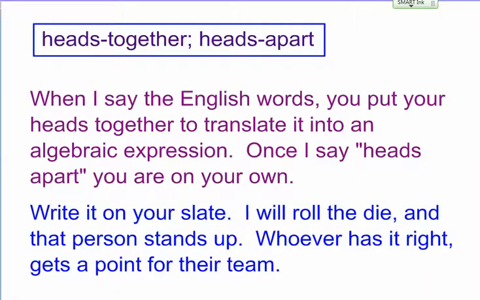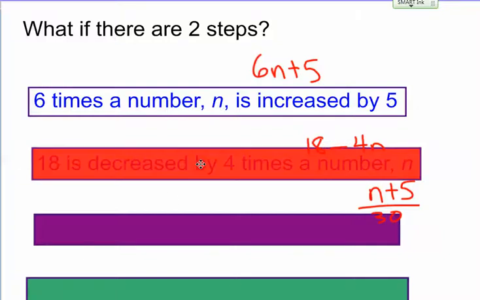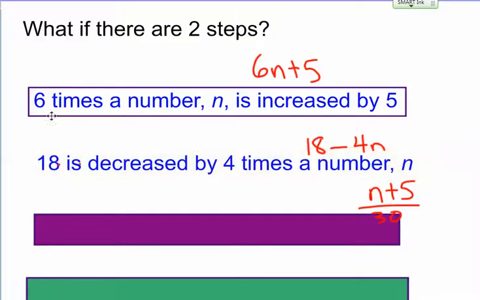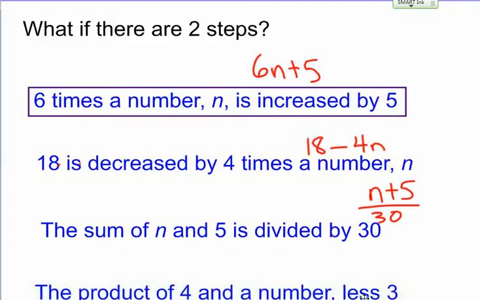Okay, then we did this cooperative learning strategy or structure, heads together, heads apart. You had to listen orally. We did a lot of them just orally, and then we did some with your groups, but from the slate. So this one together was 6 times a number is increased by 5, and you guys did a great job with that, 6n plus 5. 18 is decreased by 4 times the number n, so 18 minus 4n. And the sum of n and 5 is divided by 30, so you have to put n and 5 over the grouping symbol, divided by 30. And the product of 4 and a number less 3 is 4n minus 3.